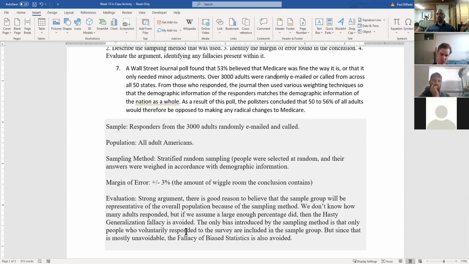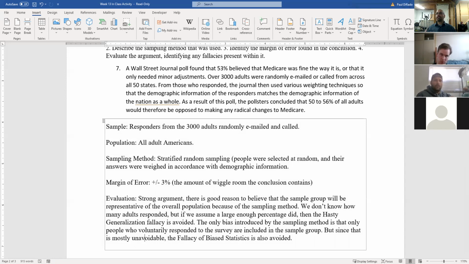Unfortunately, short of holding people at gunpoint, there's not really an alternative. Unless it's answer my survey or die, right? I guess that would get a pretty good response rate, but that's not a legitimate option. So while this is potentially worrying, it's also unavoidable. There's no way around this concern. And so I'd say, since everything else is being done so well, the fallacy of biased statistics is largely being avoided here. And so as a result, we're looking at a strong argument.